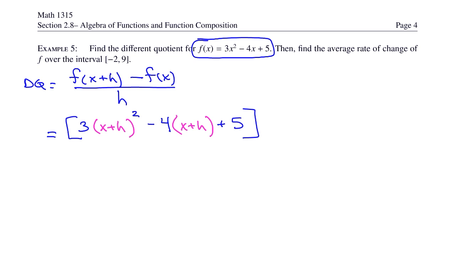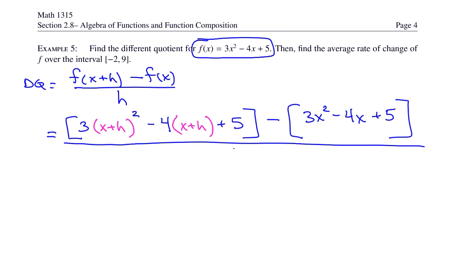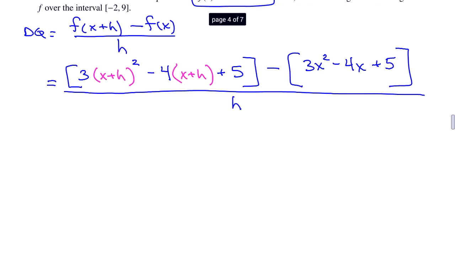The next piece is minus f of x. That would be 3x squared minus 4x plus 5 in parentheses. Again, you're seeing the necessity of using parentheses so that in the next step later on, the negative gets distributed correctly. This is divided by h. And now we work out some algebra going forward.